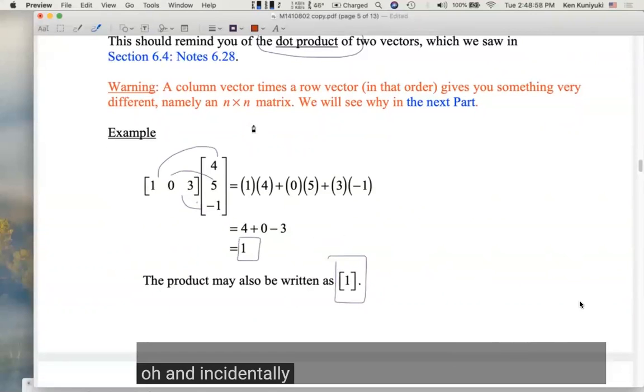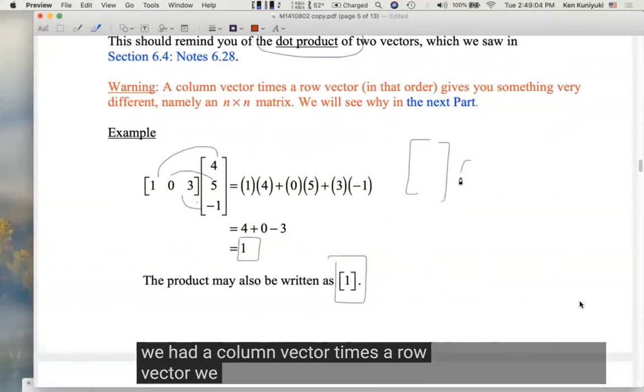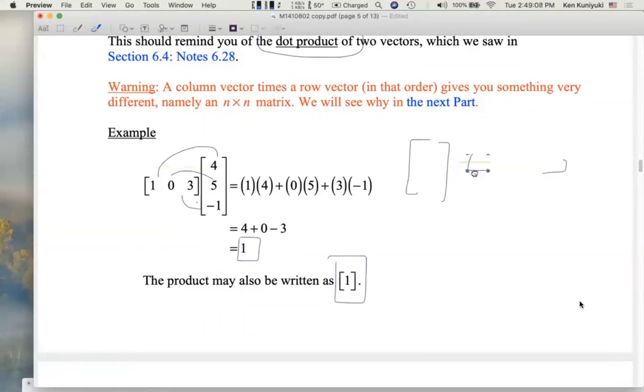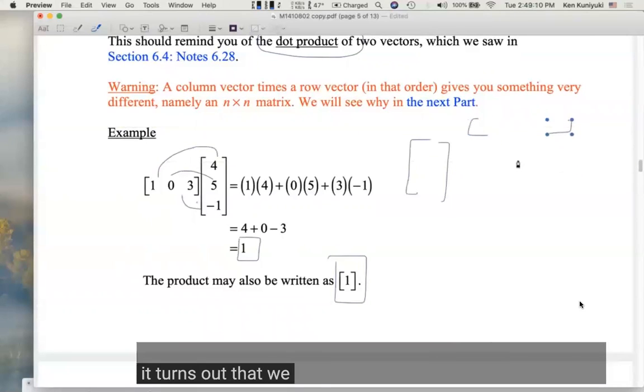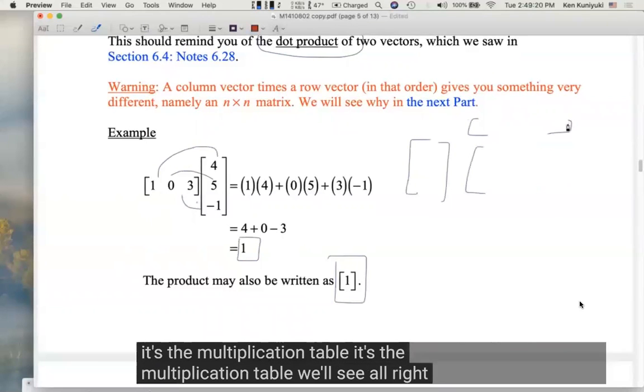Oh, and incidentally, it turns out that if we had a column vector times a row vector, we get something very different. It turns out that we get, well, we'll see. It's the multiplication table. We'll see. All right.